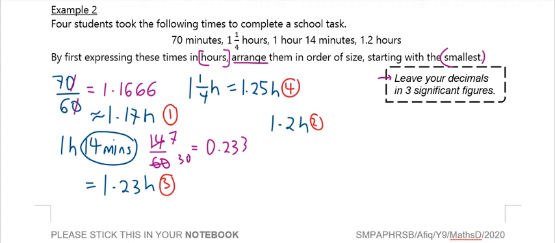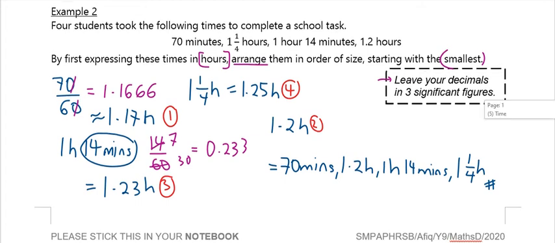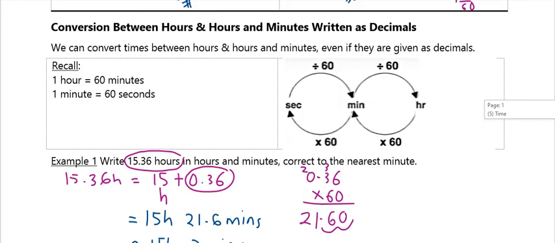So your answer, when you arrange them back to the original, the first is 1.17 hours, which is 70 minutes. The next one is 1.2 hours. The next one will be 1.23 hours, which is 1 hour 14 minutes. And last but not least, 1.25 hours. Okay, so that's the second example. This was on converting hours and hours and minutes written as decimal.